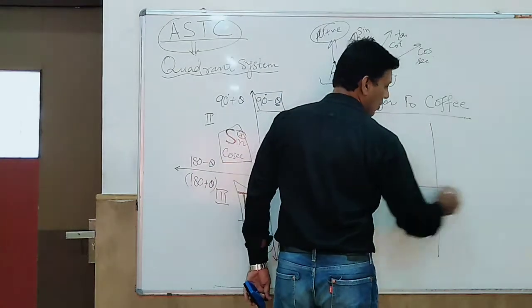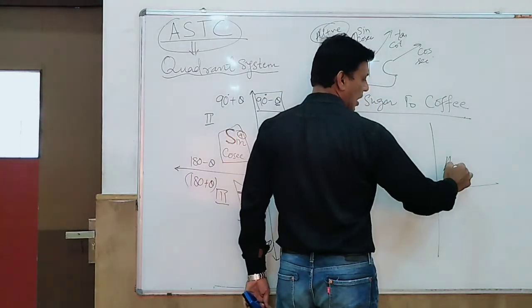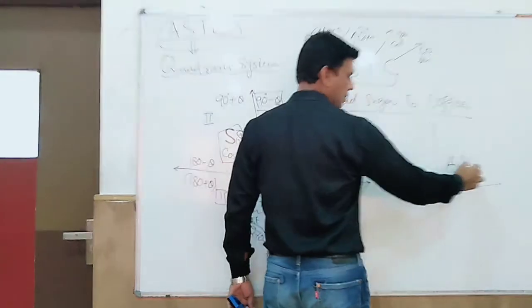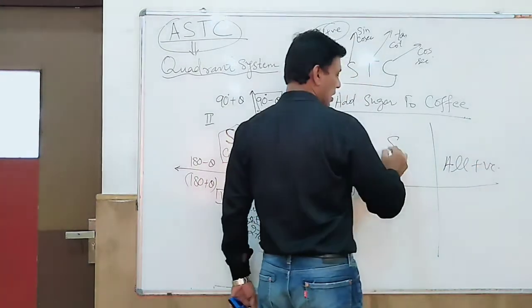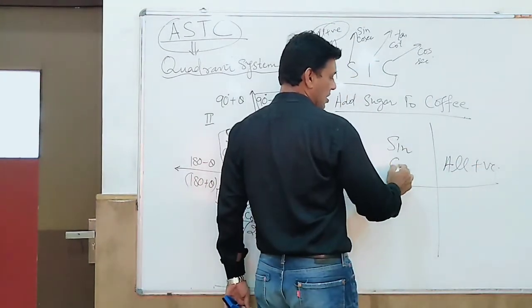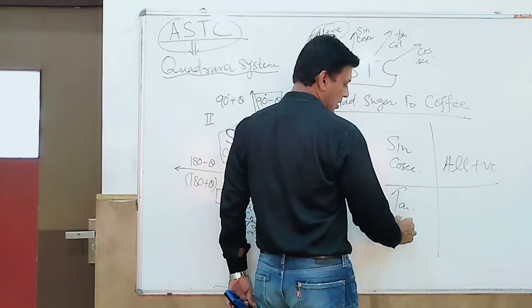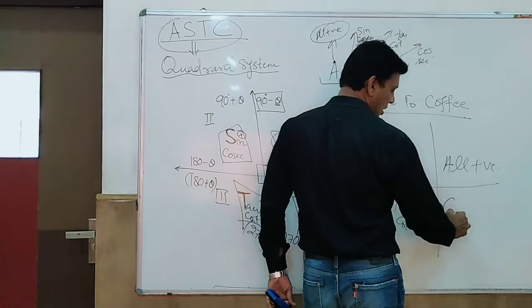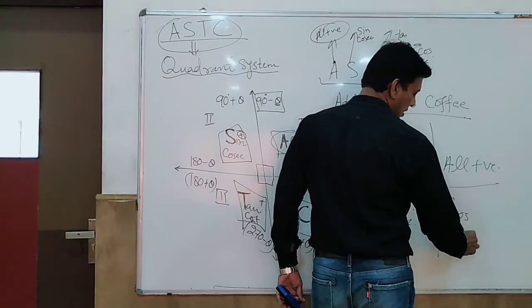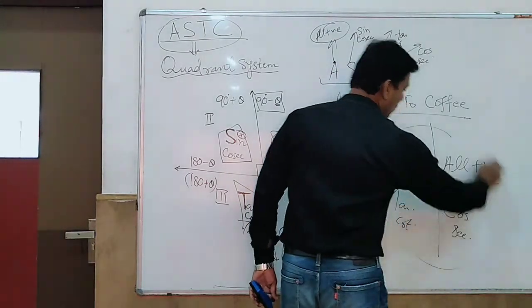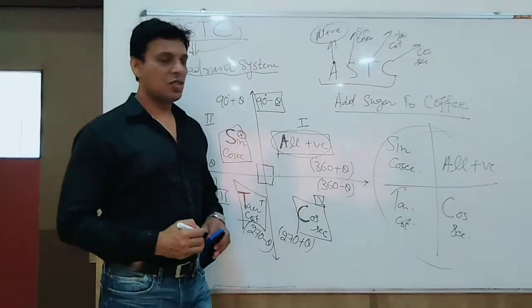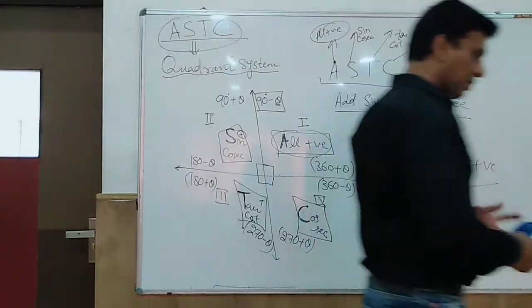So I am writing down again: A for all positive. S for sine and cosec positive. T for tan and cot positive. C for cos and sec positive. You have to remember these things. So now we will do something.